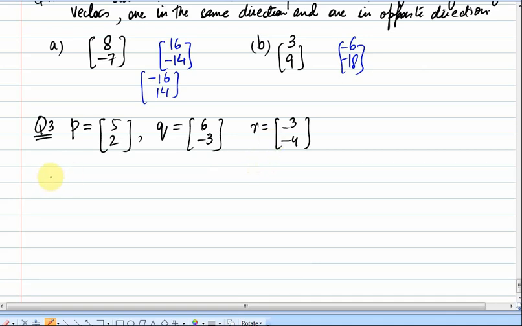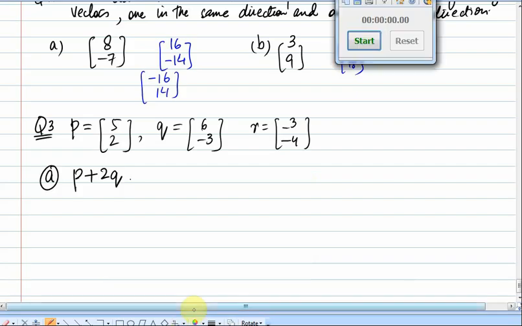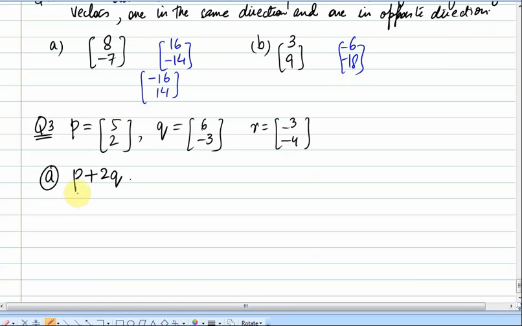Now for the first part, you need to find out P plus 2Q. At first you need to try it by yourself, and I will see what you do in the first part. You have approximately 50 seconds to start. It will be P plus 2Q. The vector P is (5, 2) plus the vector 2Q, where each element is multiplied by 2, so it's (12, -6). So 5 plus 12 is 17, and 2 minus 6 is negative 4. That is P plus 2Q.